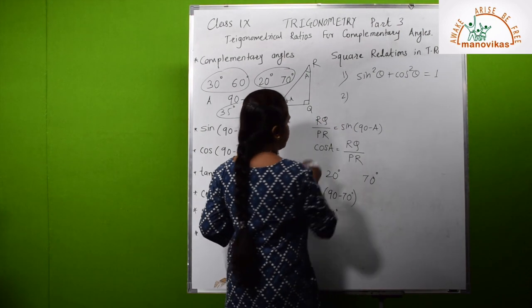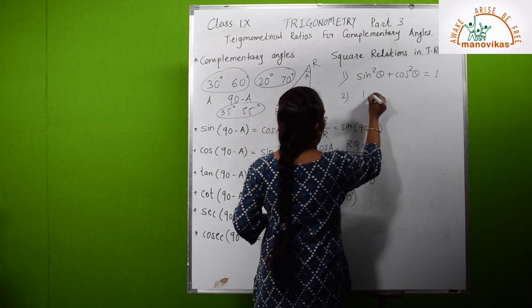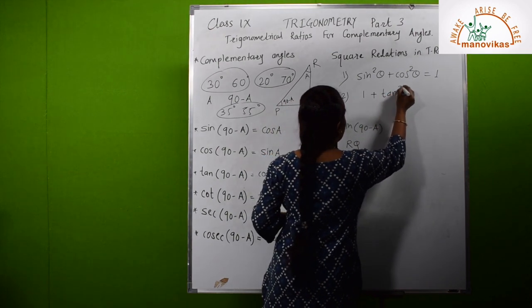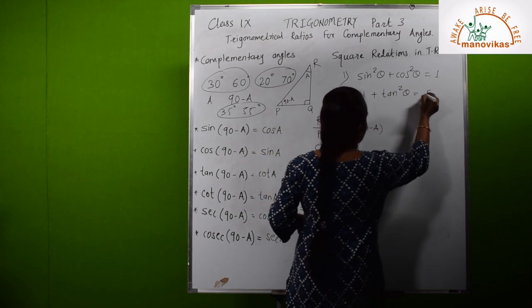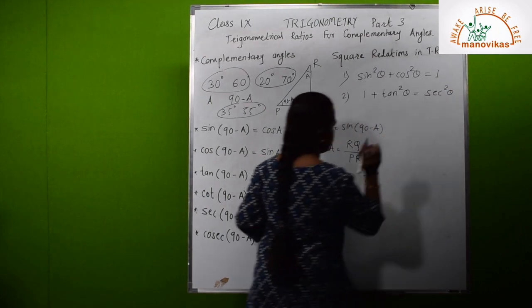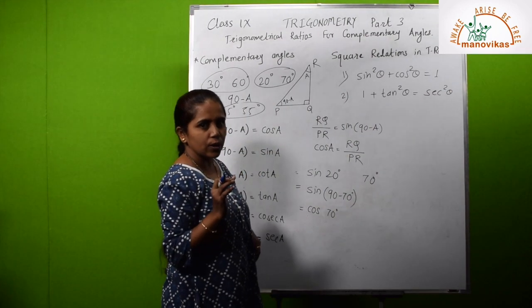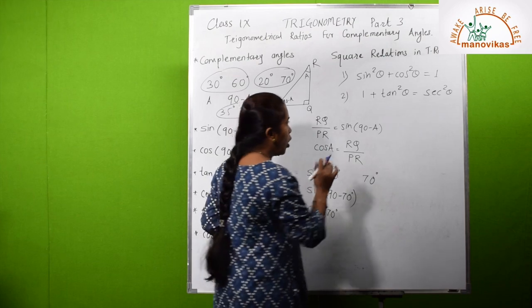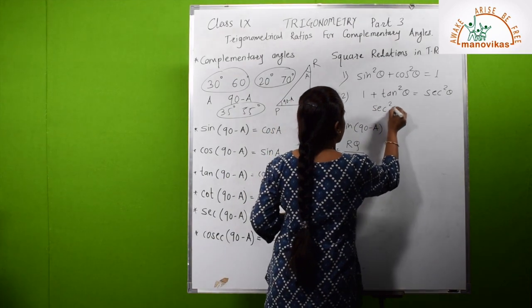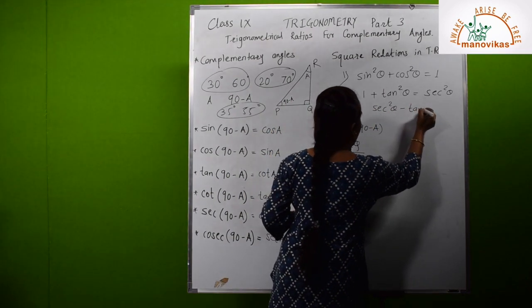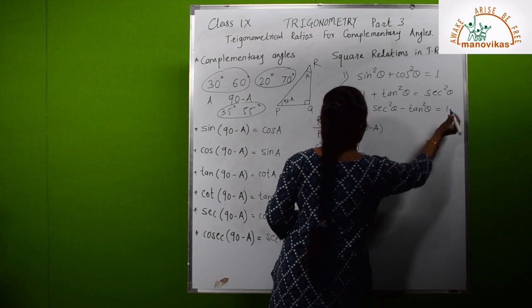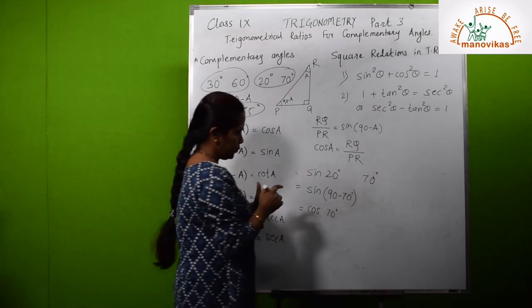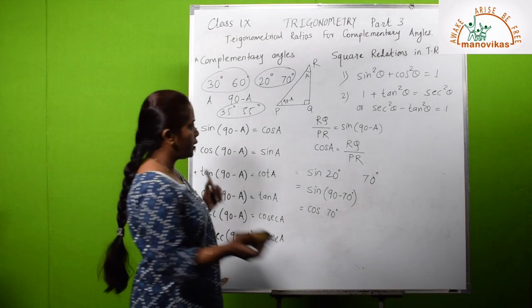Second, it's 1 plus tan square theta is equal to sec square theta. 1 plus tan square theta is equal to sec square theta, or we can write it as sec square theta minus tan square theta is equal to 1. This is the second square relation.